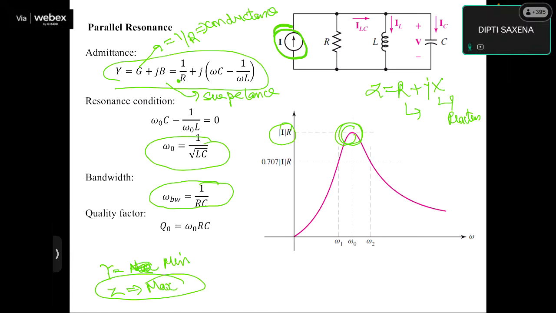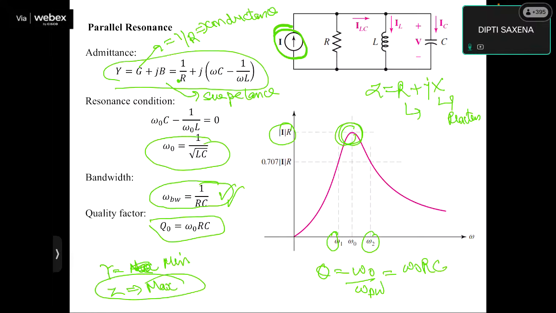That is, the response here is now the voltage. Now again we can calculate the bandwidth in a similar manner as we have calculated earlier. These are my half power points. That is, at these points, the power delivered to the resistance is half of the power delivered to the resistance at resonance. So the bandwidth omega comes out to be 1 upon RC, and the quality factor, which is equal to omega 0 upon omega bandwidth, will be equal to omega 0 RC.